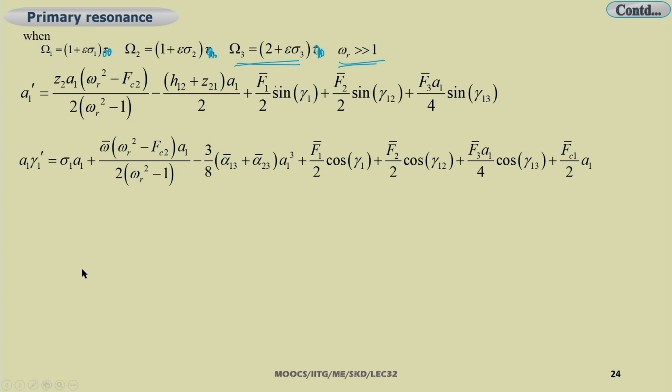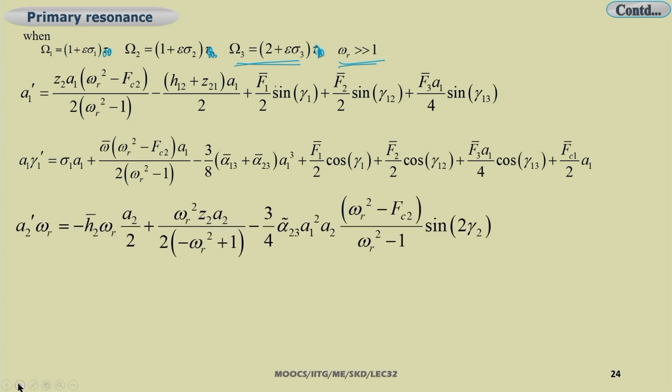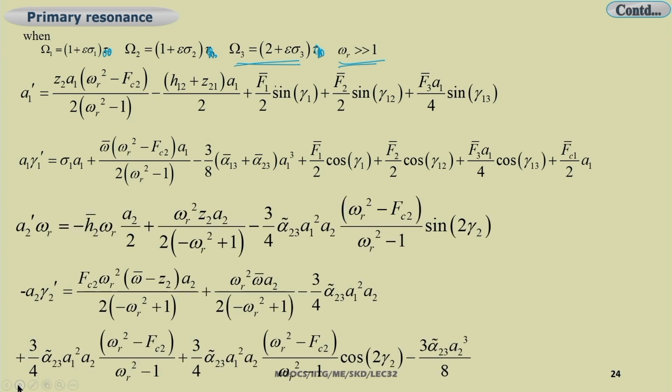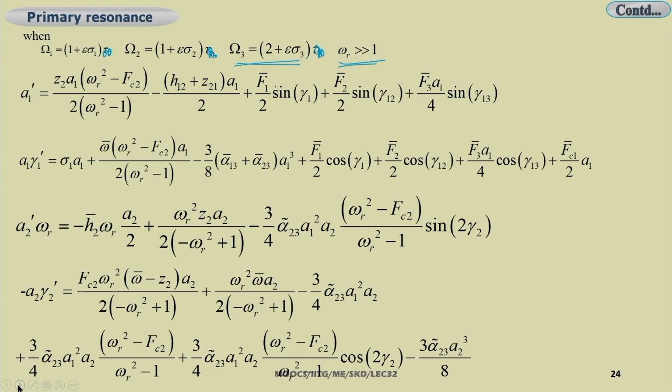Applying the method of multiple scales, following the similar principle we have studied before, as we have two equations, it will yield 4 first order differential equations. These differential equations are the reduced equations. So the a1 dash, a1 gamma1 dash, a2 dash and a2 gamma2 dash equations can be obtained in this way. These are not simple equations like what you have studied in the case of the Duffing oscillator. In this case you cannot find a closed form solution like in the case of the linear system.